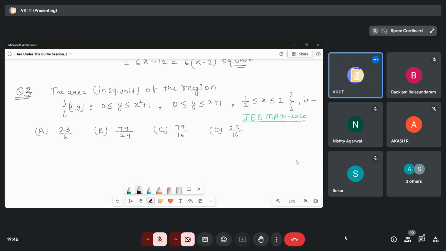Okay. Yes. So can anyone tell me what are the different curves given here? The first one, which curve is it? Is it a circle or a parabola? The first curve.